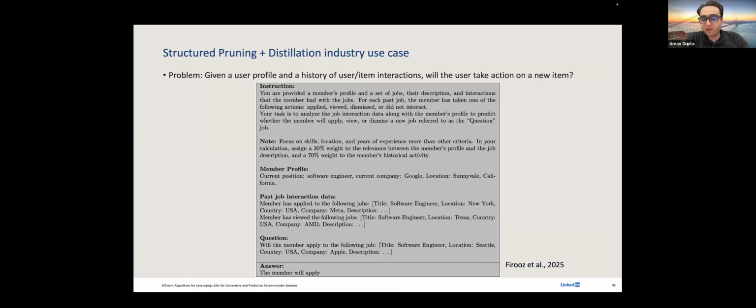Then we usually give the member profile. So here, for example, the current position is software engineer at Google. And then we have some historical data that this member has applied to some jobs or has viewed some jobs but did not apply. And now the question is, is the user going to apply to this new job, for example, a software engineer at this company? And the model is going to give us a yes or no token. This is completely text-based, like a prompt that you give to an LLM to decide what the output is.